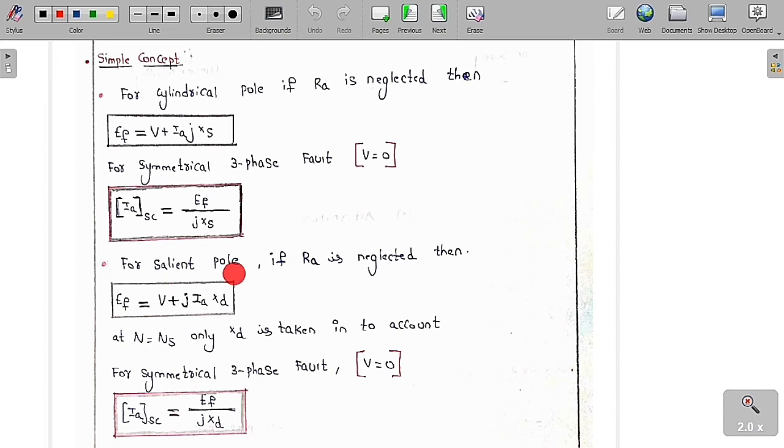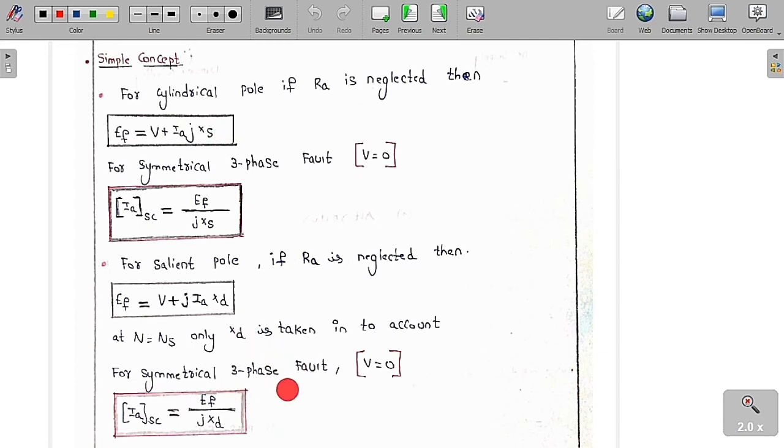For the salient pole machine, if R is neglected, then this is the equation we are going to get: EF is equal to V plus J into IA into XD. At N equal to Ns, only XD is taken into account. Whenever the rotor speed is equal to synchronous speed, we have to take only the direct axis reactance, but not the quadrature axis reactance. So just replace XS by XD and you get this equation.